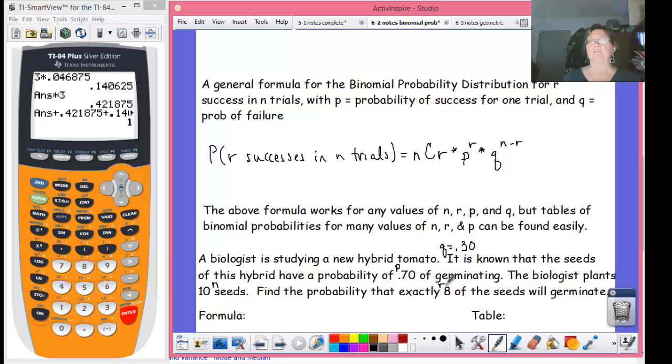Well, 8 is the number of successes we want if germinating is a success. So the formula would say the probability that you get 8 successes, notice probability of 8, is equal to, well, it will be 10 seeds, choose 8 of them to germinate, times the probability of a success, 0.7. We want 8 successes, so 0.7 to the 8th, times the failure probability, 0.3, the rest of the time, 10 minus 8 times. Notice that those two exponents must add up to the number of trials.